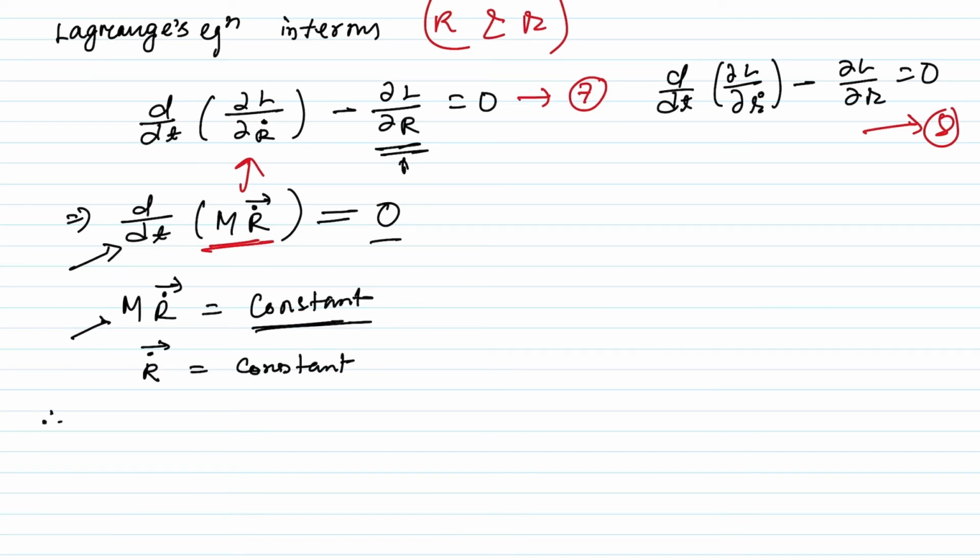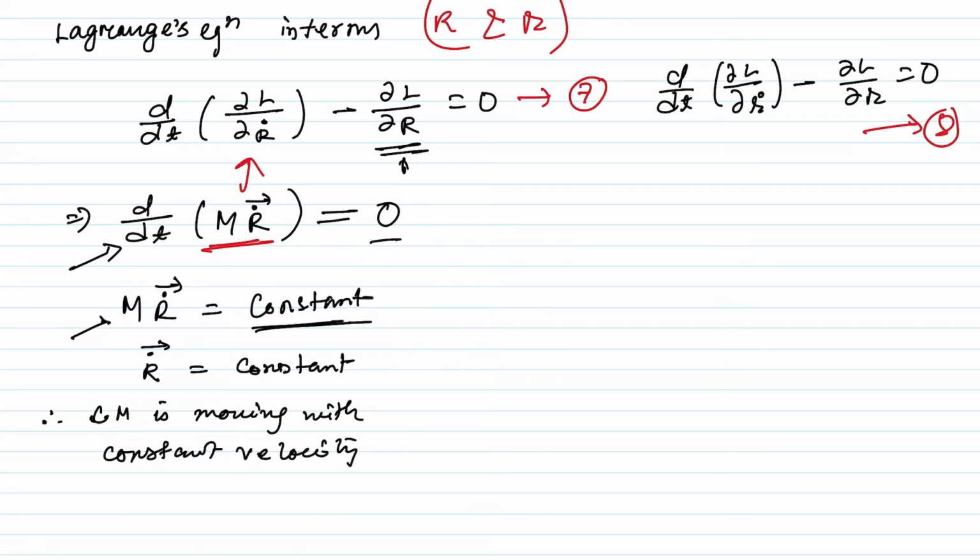That means this velocity, the constant, center of mass is moving, so center of mass is moving with constant velocity.